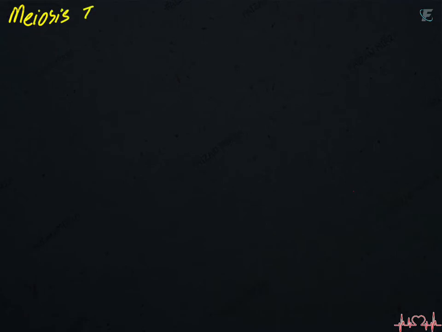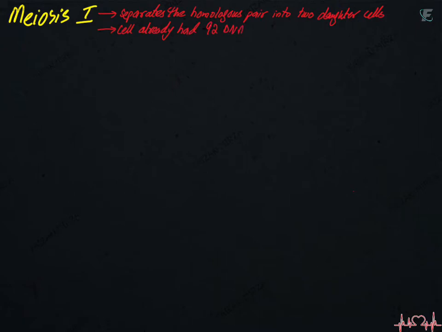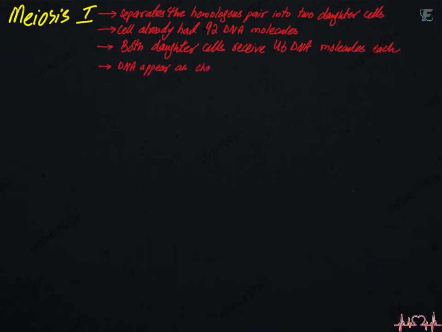So let's move on to meiosis. Meiosis I separates the homologous pairs, and the homologous pairs are separated into two daughter cells. The cell already had 92 DNA molecules, as covered previously. Both the daughter cells would receive 46 DNA molecules each, which means that the DNA content gets halved. The DNA will appear as characteristic chromosomes.